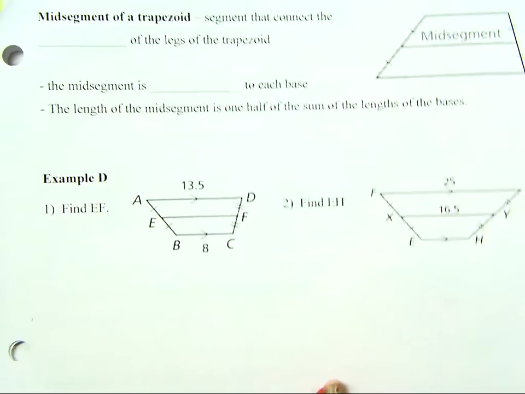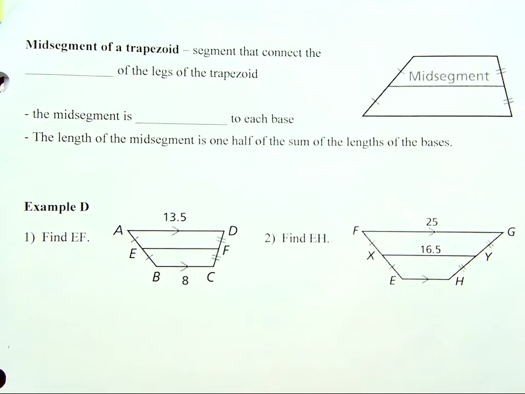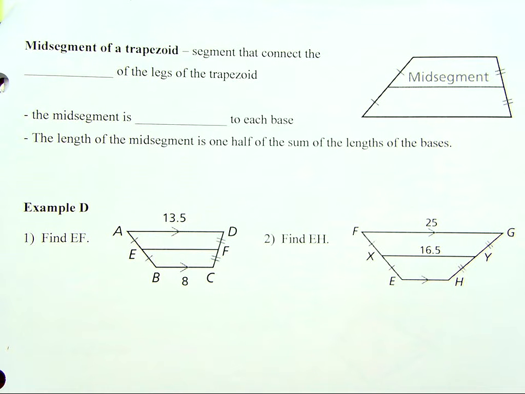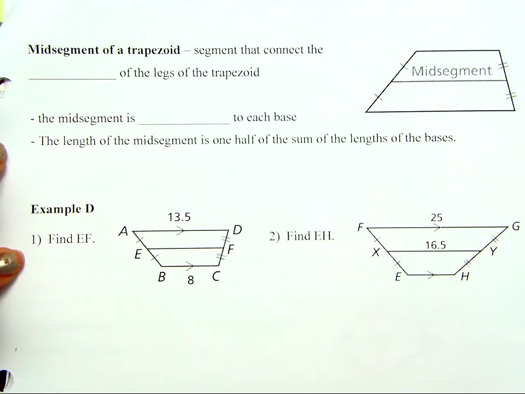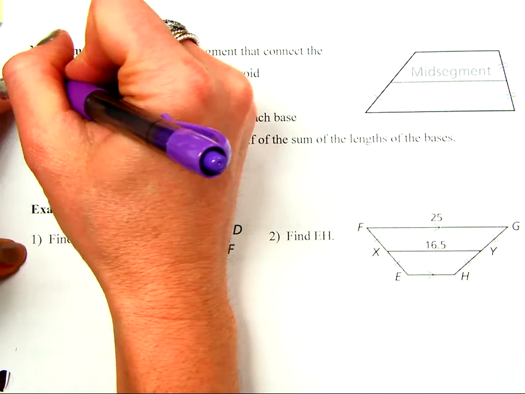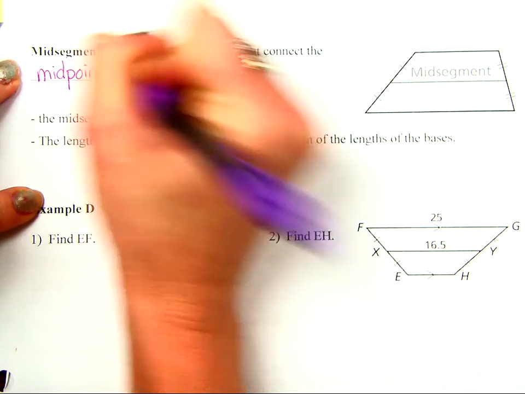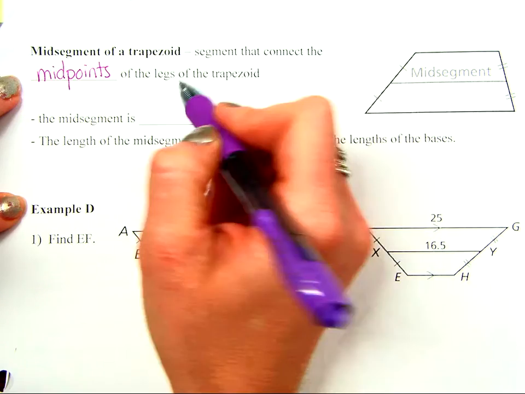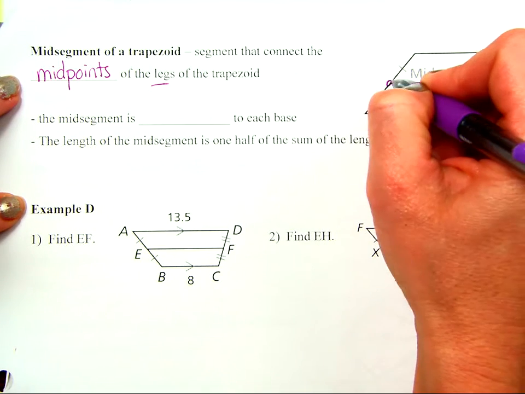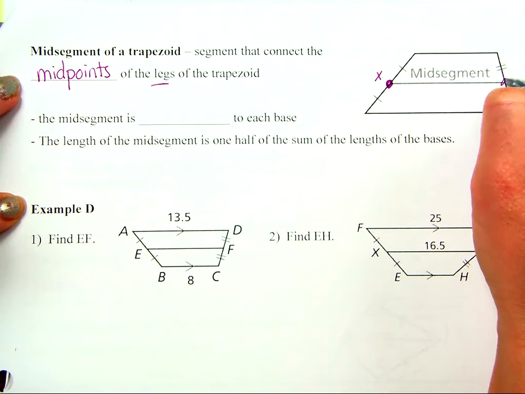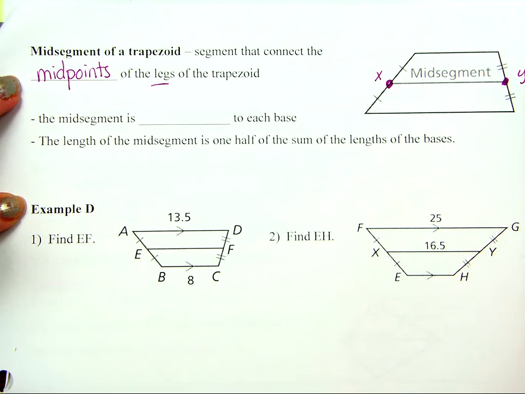Okay, one last thing about our trapezoid is that a trapezoid can have a midsegment. And just like with our triangle, a midsegment is a segment that connects the midpoints. So we are going to connect the midpoints of our legs here. X is a midpoint and Y is a midpoint. And I can see that by the tick marks.